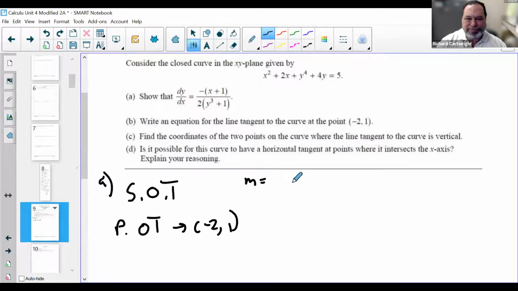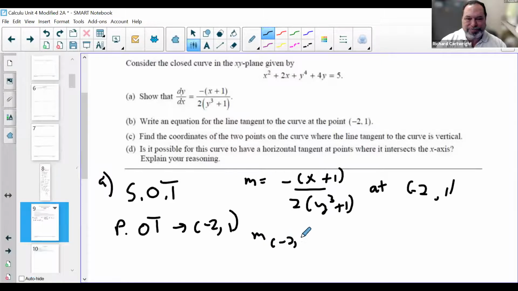I know that the slope generically is just the negative of x plus 1 over 2 times y cubed plus 1. But I need to do this at the point negative 2, 1. So my slope at negative 2, 1 is negative. If you do stuff in your head, you're allowed to. You don't have to show everything. But sometimes there's no calculators allowed, so you've got to get used to some method. x plus 1 will be negative 2 plus 1, that'd be a negative 1, over 2 times, now y cubed is 1, and 1 plus 1 is 2, so I have a 2 in here. So I think I have a positive 1 over 4.